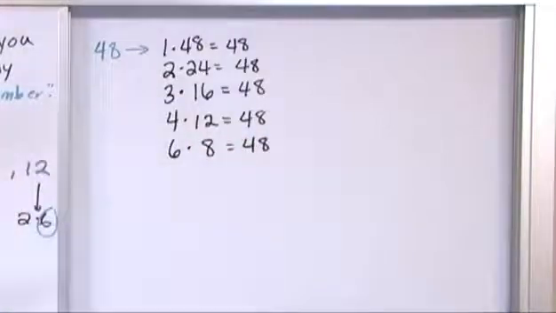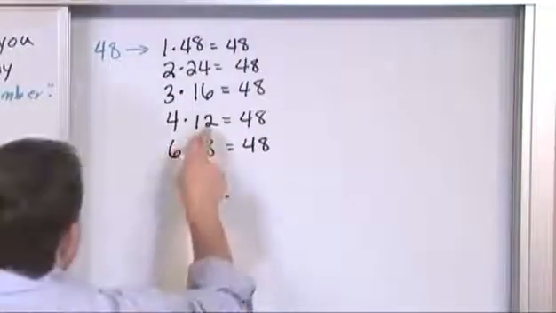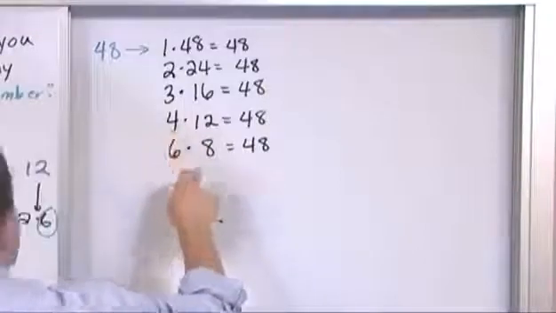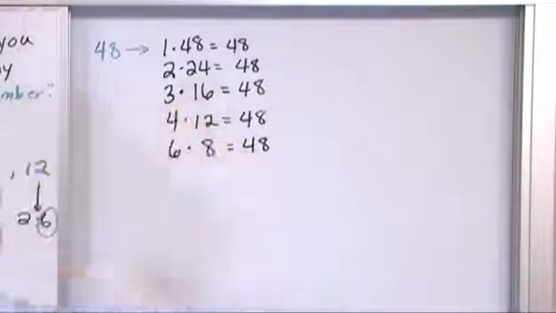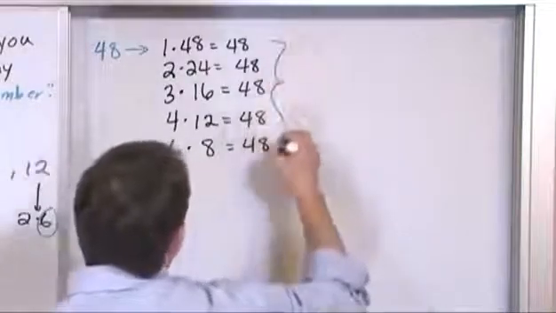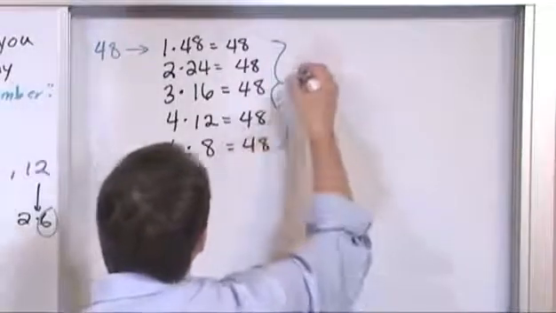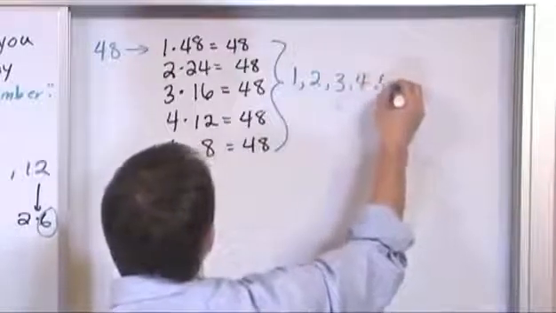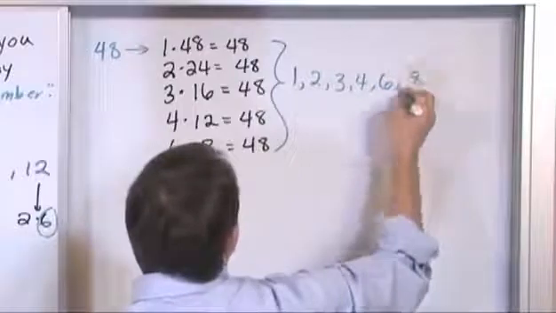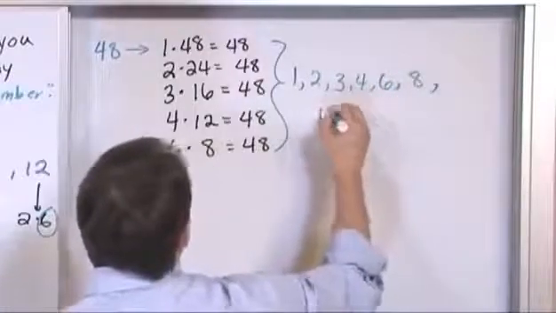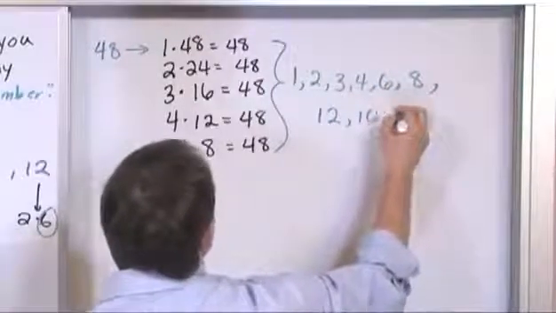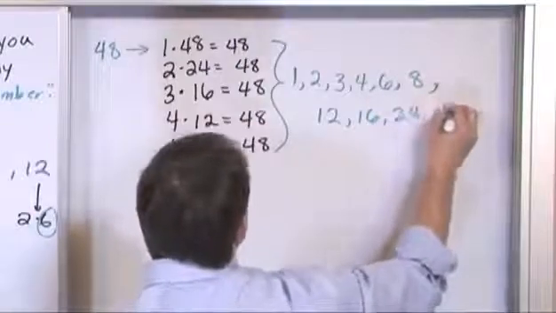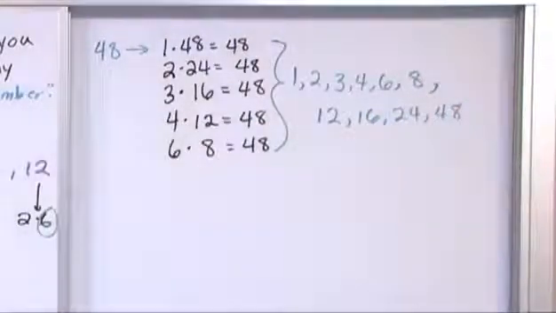All right. Now, again, you can flip these around and say 12 times 4, or 8 times 6 or 16 times 3, but those aren't really going to give you any additional numbers for your factors. So the factors of this guy are 1, 2, 3, 4, 6, 8, 12, 16, 24, and 48.